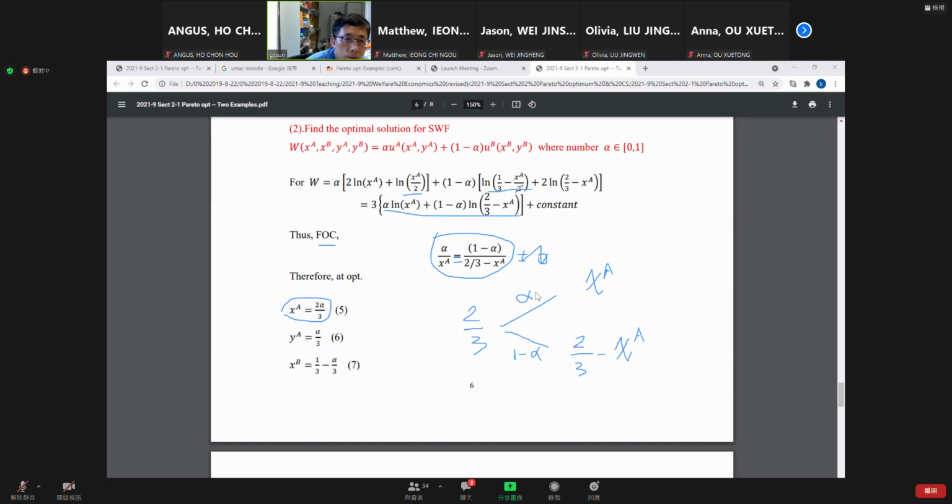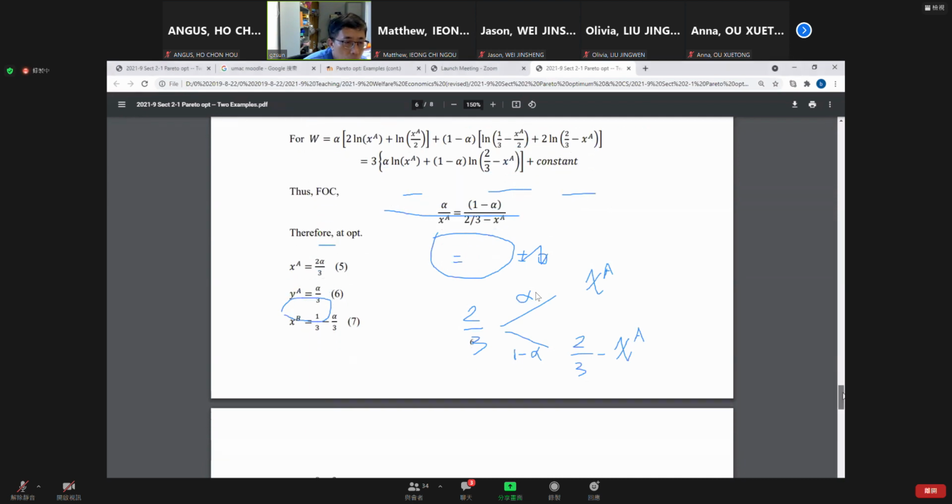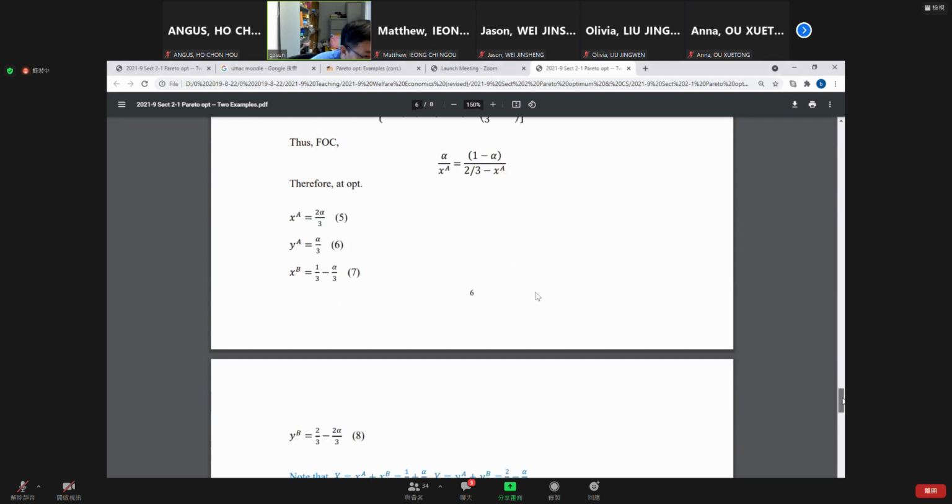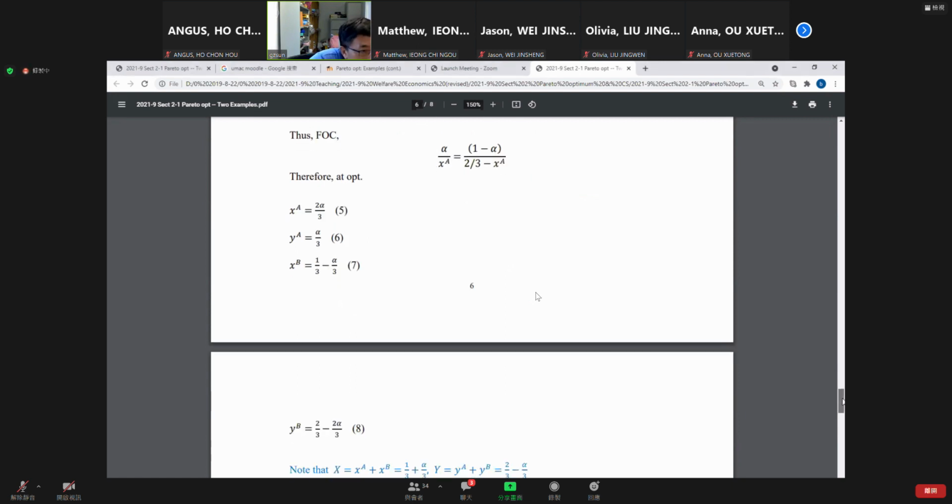XB equals this one. Okay. And 1/3 minus half XA, that is 1/3 alpha. And this is YB. Very similar. Basically, YB equals twice XB. Okay, so we get the solution. So therefore, for a given value of alpha, we find the solution is unique. We have only one solution.